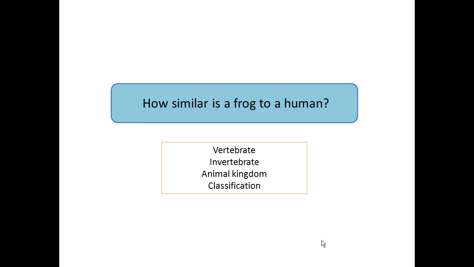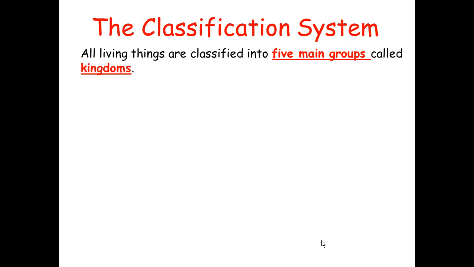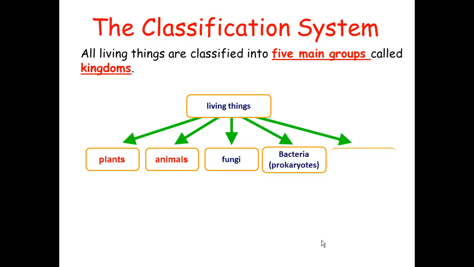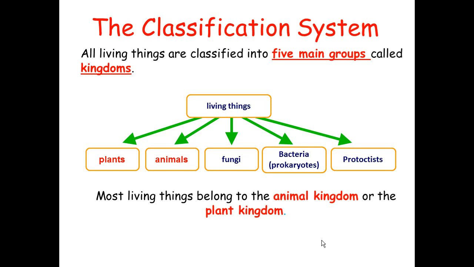Let's understand what it means. The classification system is a system that allows us to put all living things in 5 main groups. They are called kingdoms. In fact, we have the kingdom of plants, the kingdom of animals, one for fungi, one for bacteria, and one for protists. Most of the living things belong to the animal kingdom and plant kingdom.